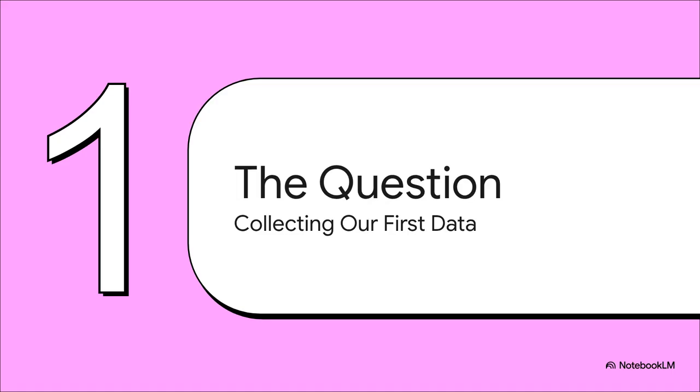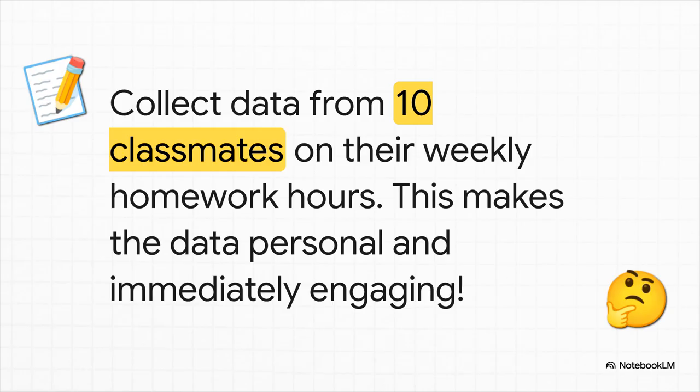Okay, talking about it is one thing, but let's get our hands dirty. For the first part of our mission, we need to gather some intelligence. We need data, because every single great data story starts with collecting a few numbers. So the lesson plan starts with a really simple task. Just go ask 10 of your classmates about their weekly homework hours. Now, this is where the lesson gets really smart. Why? Because the second you're dealing with data that comes from your own friends, it stops being abstract numbers on a page. It's personal now. It's about Maria's 5 hours versus David's 2, and suddenly you actually care about the outcome.